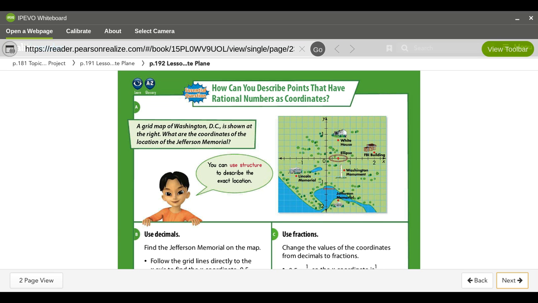unless asked to give the coordinates one way or another. Okay. So it says a grid map of Washington, D.C. is shown at the right. What are the coordinates of the location of the Jefferson Memorial? So I first need to identify the Jefferson Memorial and what quadrant it is.